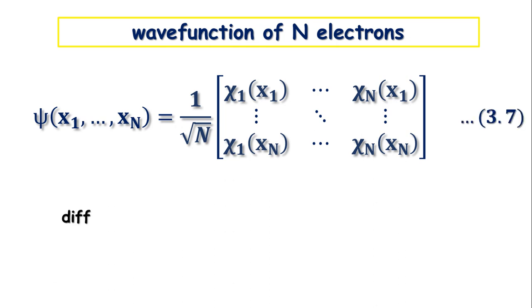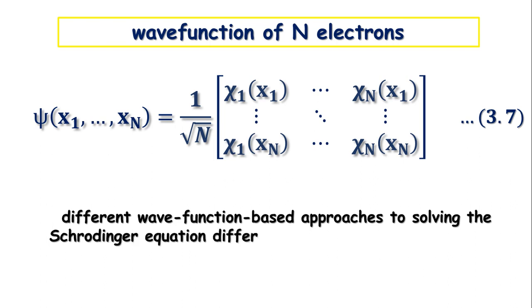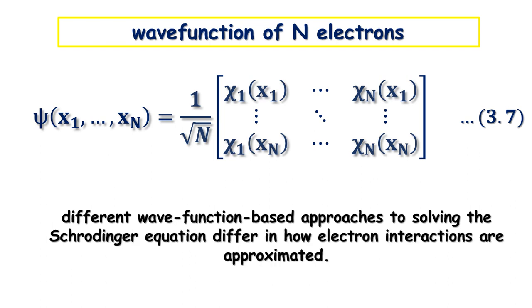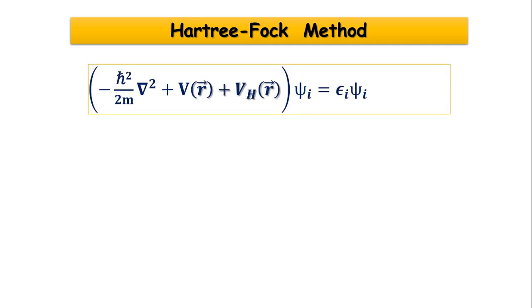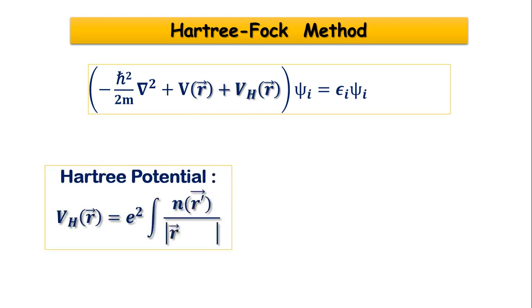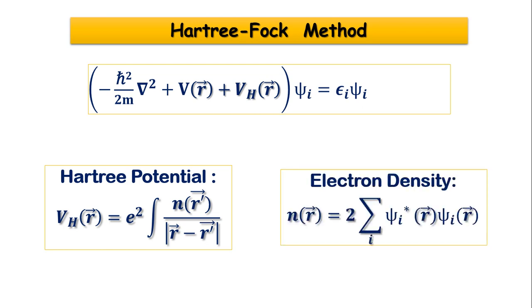The many different wave function based approaches to solving the Schrodinger equation differ in how these interactions are approximated. Let's take a look at the approach of the Hartree-Fock method. In this method, the Hamiltonian looks like minus h cut squared by twice m grad squared plus V plus V_H acting on psi i equals epsilon i psi i. The third term is the Hartree potential, which has the form V_H equals e squared integral of n of r prime over modulus r minus r prime d cubed r prime. Just the term that appeared in the Kohn-Sham equation, as you have seen in our previous lecture. In fact, the idea of Kohn-Sham was largely influenced by this paper of Hartree.